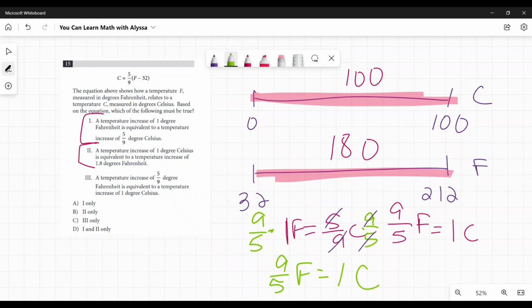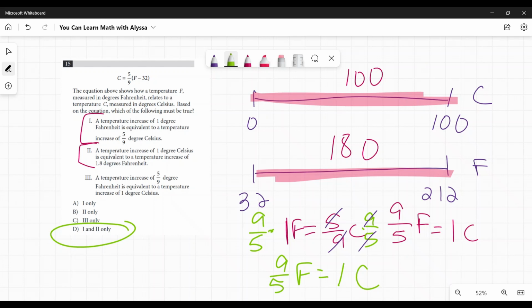So this is the same. 1 and 2 are saying the same exact thing. So, it's starting to look like D is our best option, 1 and 2 only. Well, let's look at number 3, because, like, well, what if I'm reading this wrong and maybe 1 and 2 are both wrong? They're saying the exact same thing. So either they're both right or they're both wrong.